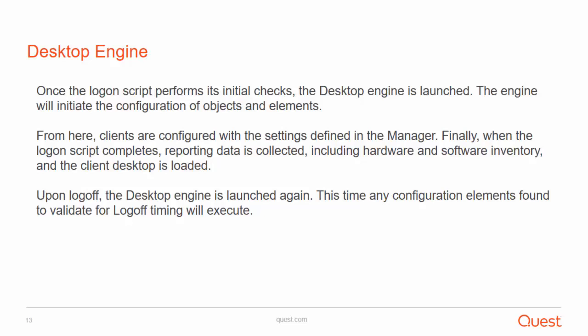Finally, when the logon script completes, reporting data is collected, including hardware and software inventory, and the client desktop is loaded. Upon logoff, the Desktop Authority engine is again launched. This time, any configuration elements found to validate for logoff timing will execute. This will conclude our two-part introduction series on Desktop Authority.